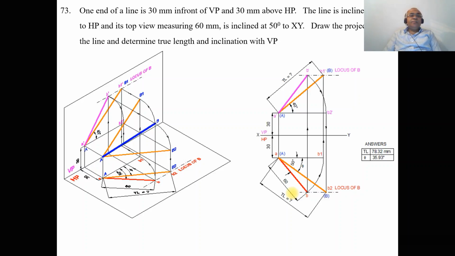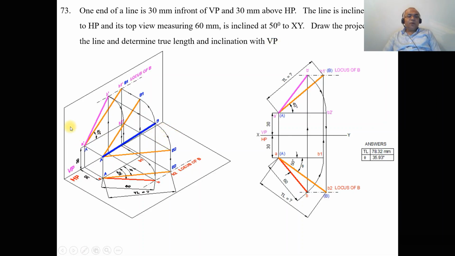The problem is: one end of a line is 30 mm in front of VP and 30 mm above HP. The line is inclined at 40 degrees to HP and its top view measuring 60 mm is inclined at 50 degrees to XY line. Draw the projections of the line and determine the true length and its inclination with VP.